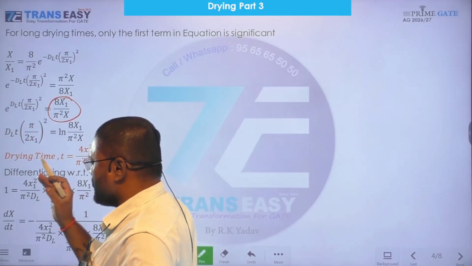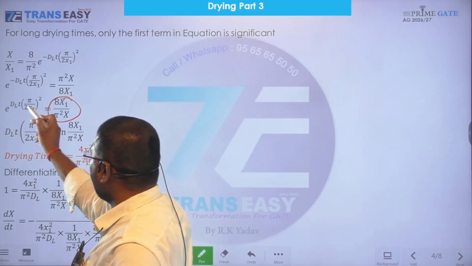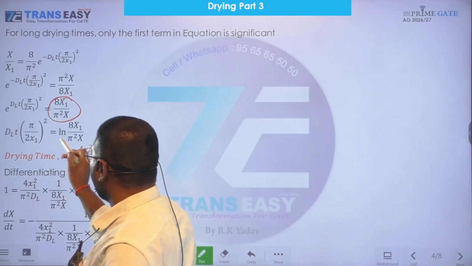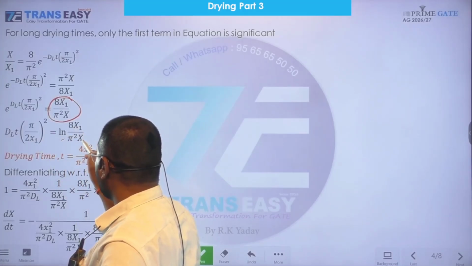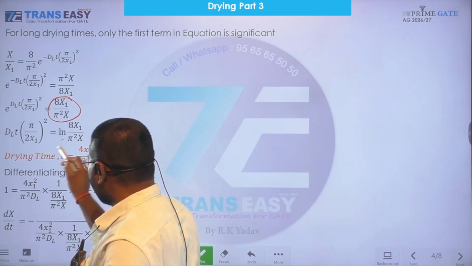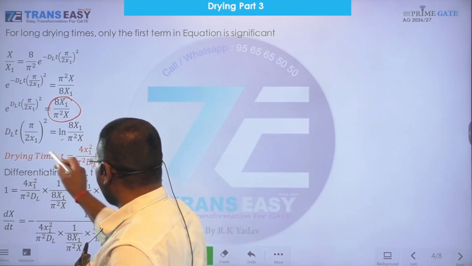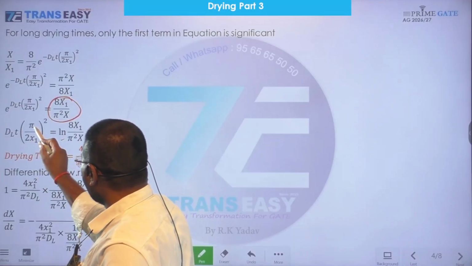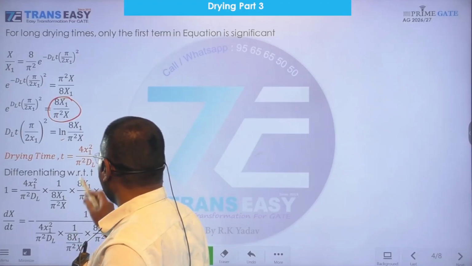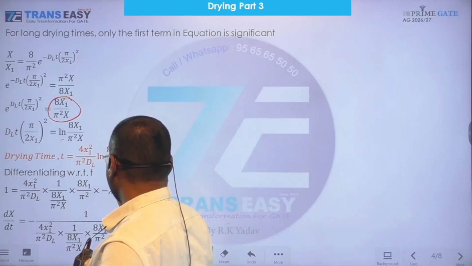Taking natural log on both sides, so Dl pi upon 2x1 whole square is equal to ln of 8x1 upon pi square x. Drying time t is equal to 4x1 square upon pi square Dl ln of 8x1 upon pi square x.